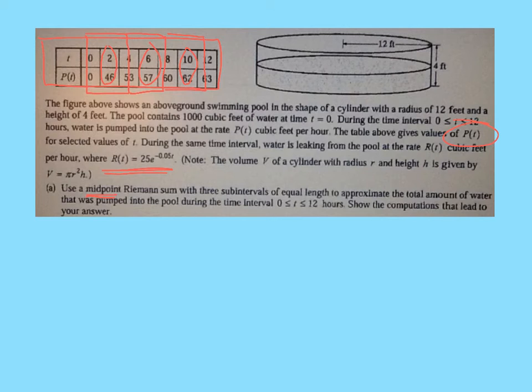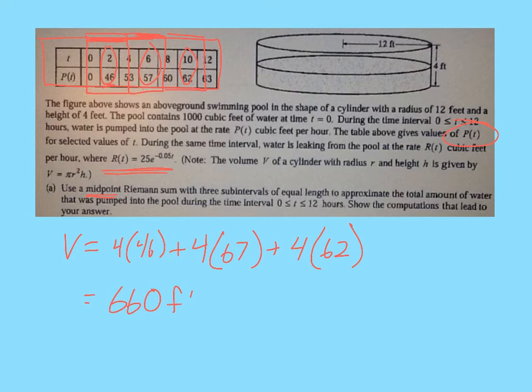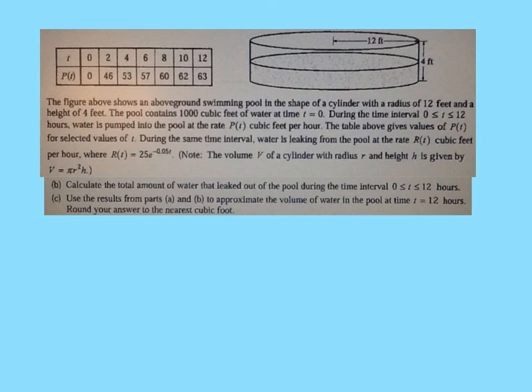So our total volume of water being pumped in, we'll call that V, is the first rectangle, the base of 4. The height is the midpoint, so that's 46. And we're going to add on the base of 4 for the next rectangle. The height is 67. And then we have that base of 4 for our last rectangle. This height is 62. So now we're punching this all into our calculator, and I'm going to get 660 cubic feet of water that is being pumped in to the pool. All right, let's keep going.